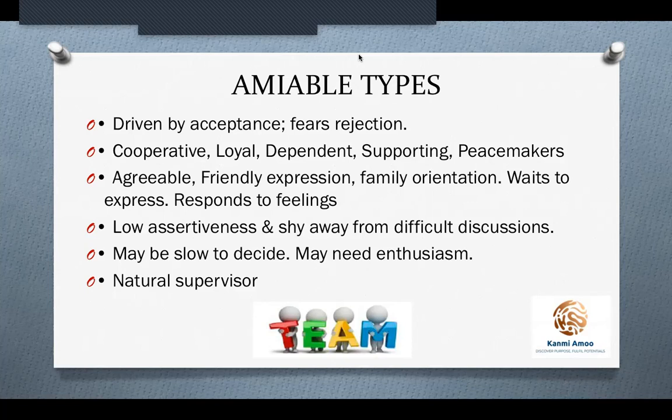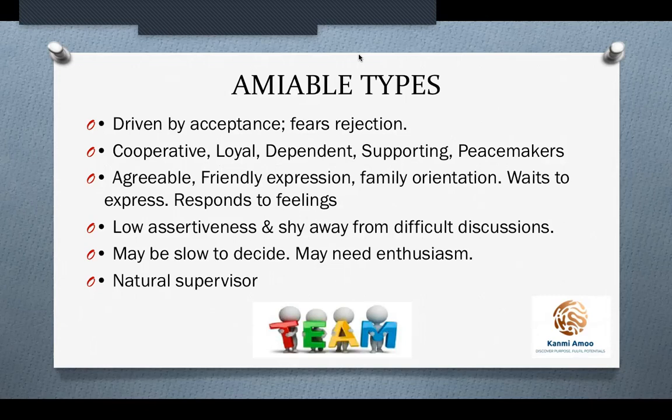If you don't have amiable types, even in your organization, you may begin to have a lot of friction and a lot of problems. So the amiable are stabilizers. Amiable leaders are stabilizers in the organization. They are agreeable. They have friendly expression. If they become CEOs, they create a culture of family orientation.